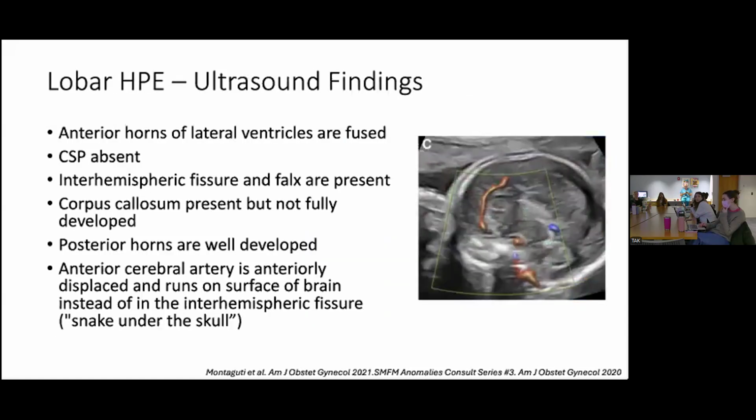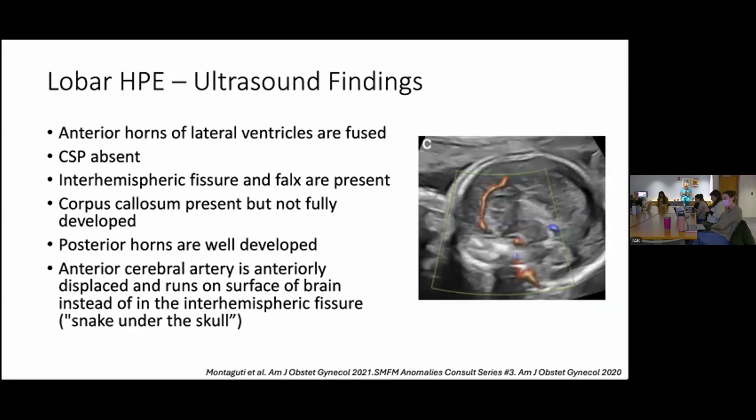And then last is lobar holoprosencephaly. In the lobar type, the anterior horns of the lateral ventricles are fused. There is an absent CSP. In the midline, the interhemispheric fissure and falx are typically present. The corpus callosum is also present; however, it's not always completely developed. The posterior horns are well developed.